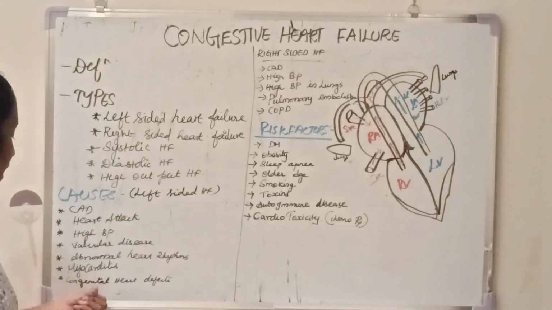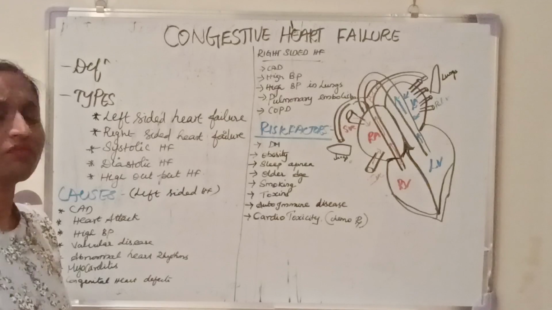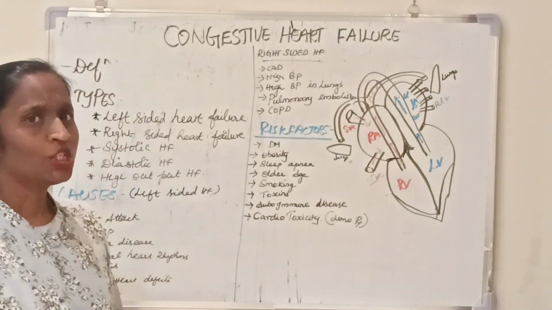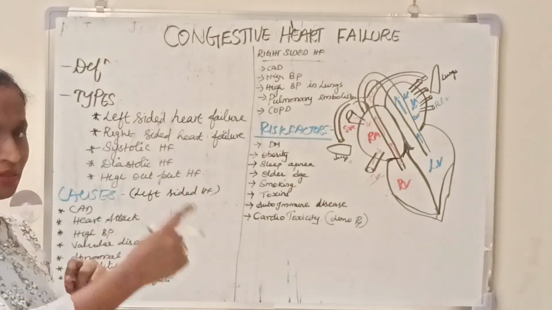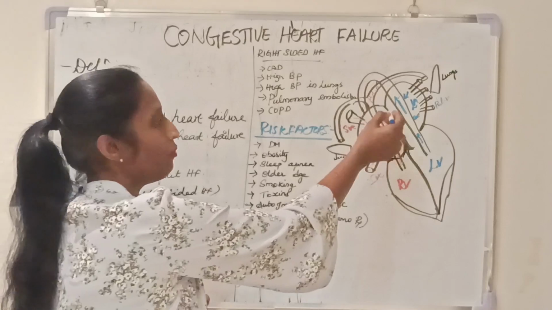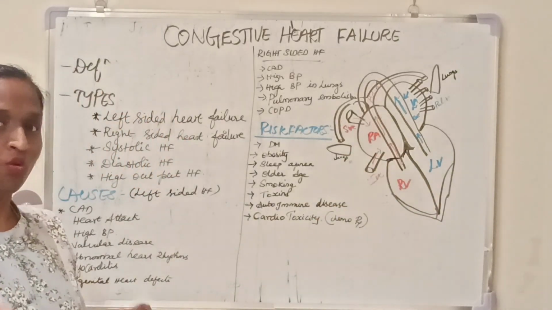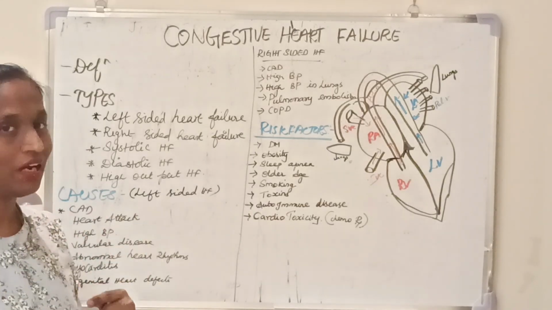Okay. And then congenital heart defects: ASD, VSD, tetralogy of Fallot. Due to that, what will happen? There will be pooling of blood in between. There is a mixing of oxygenated and deoxygenated blood in between the septum. So what will happen? There is no pumping out of the blood from the heart, and there is a mixing of blood inside the heart.